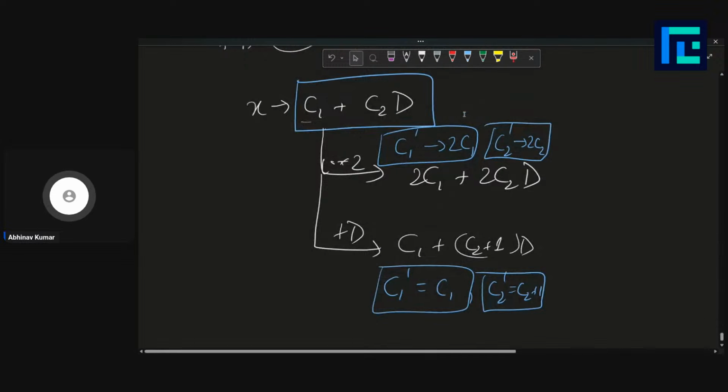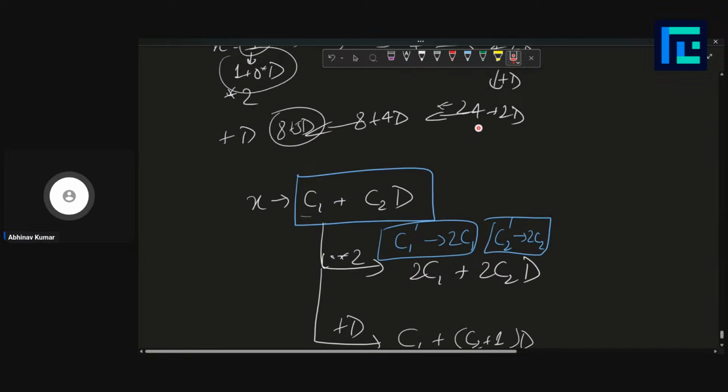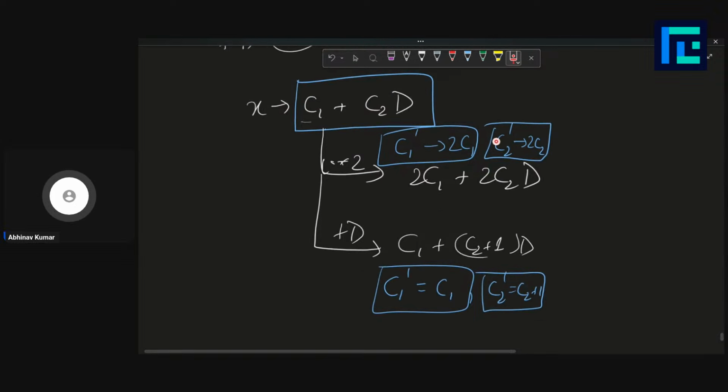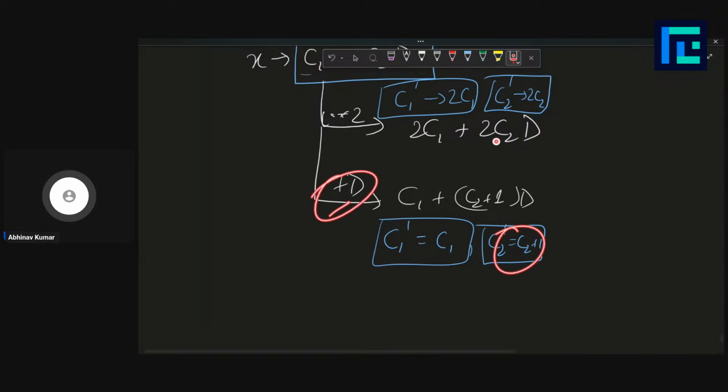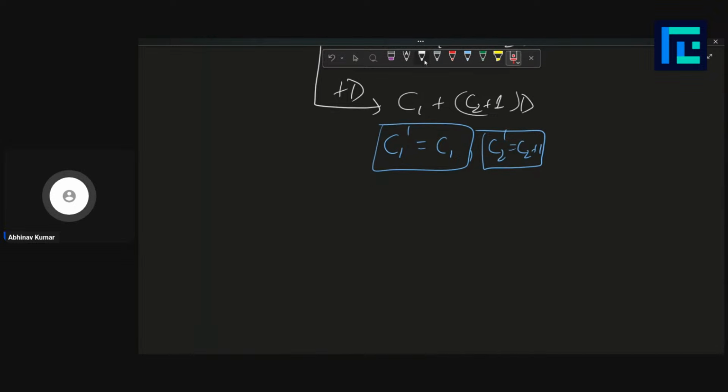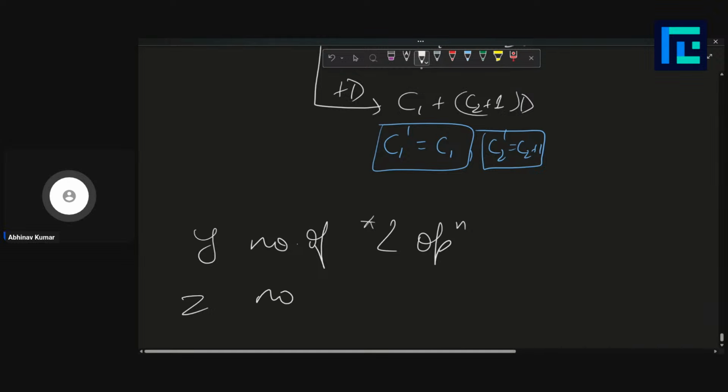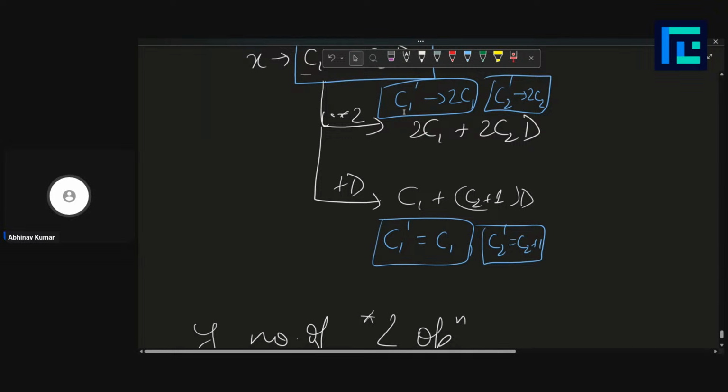Looking at this, you can say that if you start with the pair C1, C2 as 1, 0, then in every operation 1, both coefficients double, but in operation 2, the second coefficient increases by 1 and the first coefficient remains the same. So if I'm telling you that you have, let's say, y number of into 2 operations, and z number of plus d operations, then what can you conclude about C1 and C2?